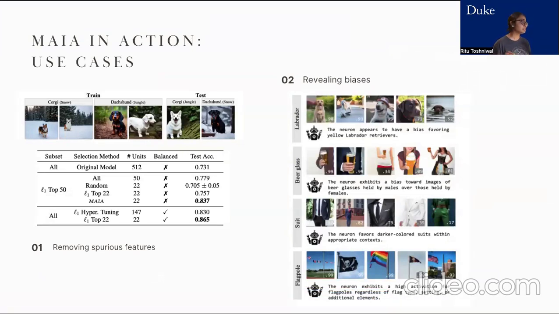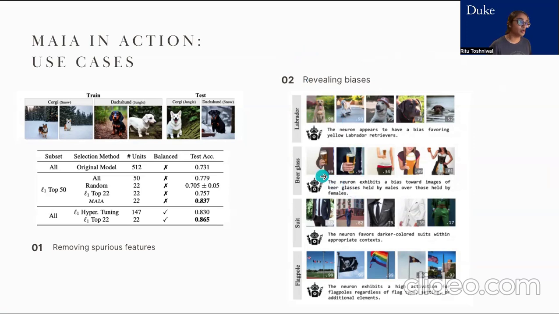Some of the other use cases were removing spurious features. For example, in this use case, you see that the background is not so useful, and certain neurons which were focusing more on the background were removed. Thus, from 512 units, 22 units were selected, which gave a higher accuracy, like 93% accuracy, and which was more than L1 regularization.